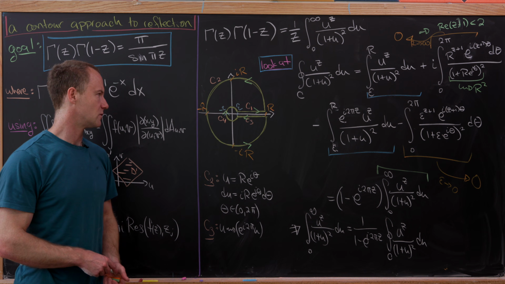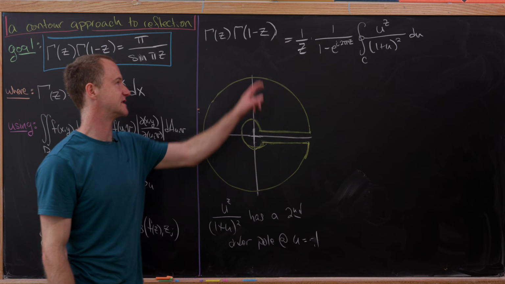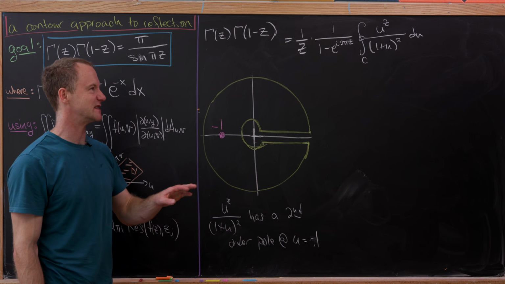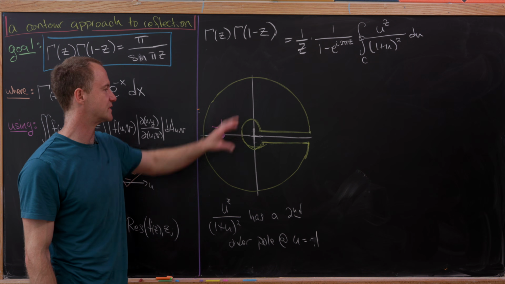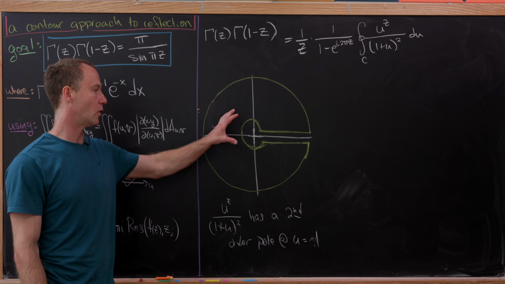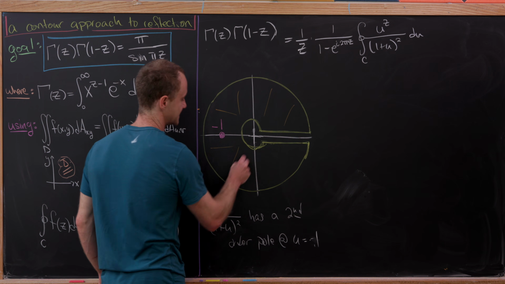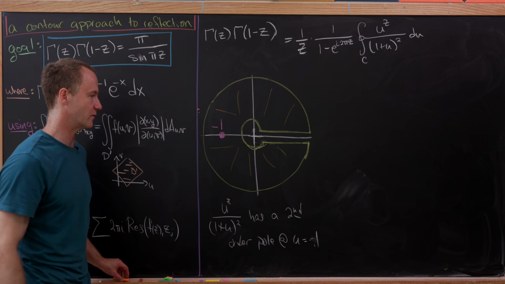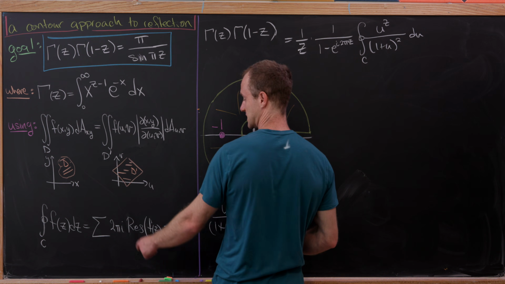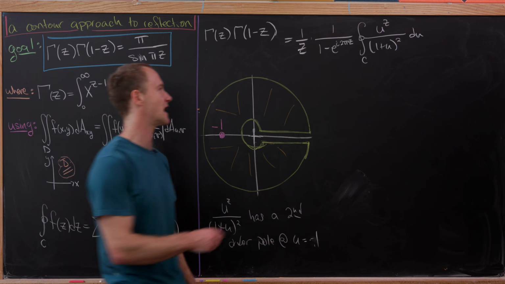Okay, so now let's maybe do the next step. So we just showed that our gamma of z times gamma of 1 minus z was 1 over z times 1 over 1 minus e to the I 2 pi z times this contour integral, where we chose this to be our contour. Notice that the only pole within this region that is bound by the contour is a second order pole at -1. So using the residue theorem, we know that this integral is simply 2 pi I times the residue of our function at that pole. So let's write that down.